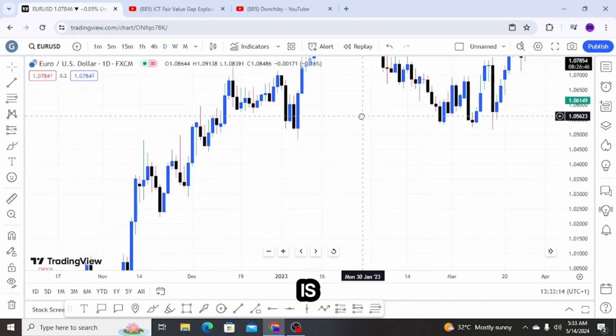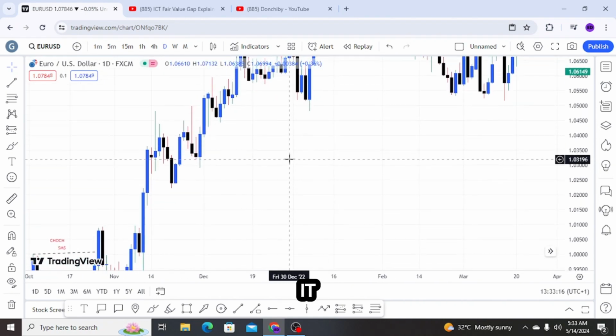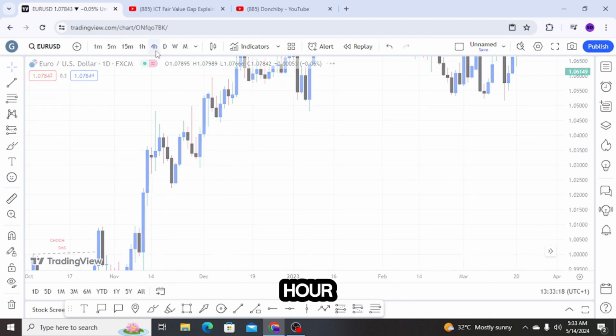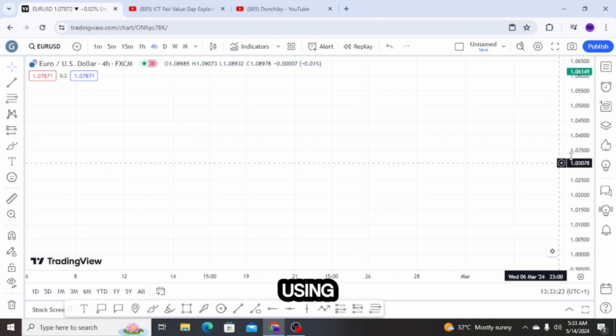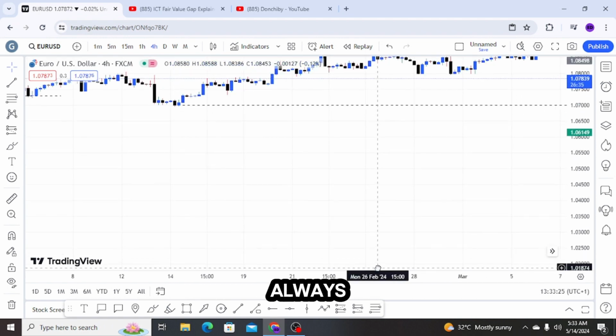It is like that in any time frame, like I said. Let me come down to the 4 hour. So you see that this thing happens in any time frame. It doesn't really matter which time frame you are using, it always happens.